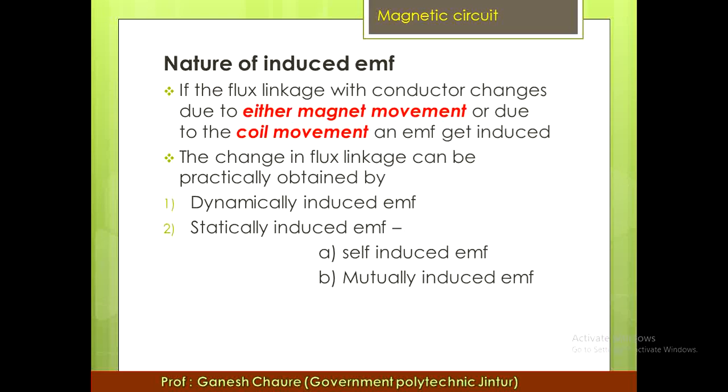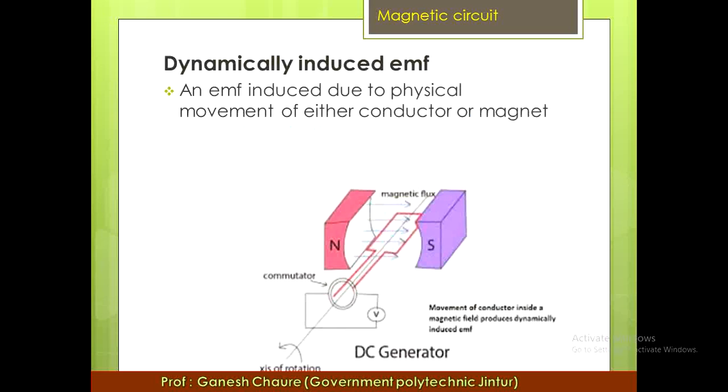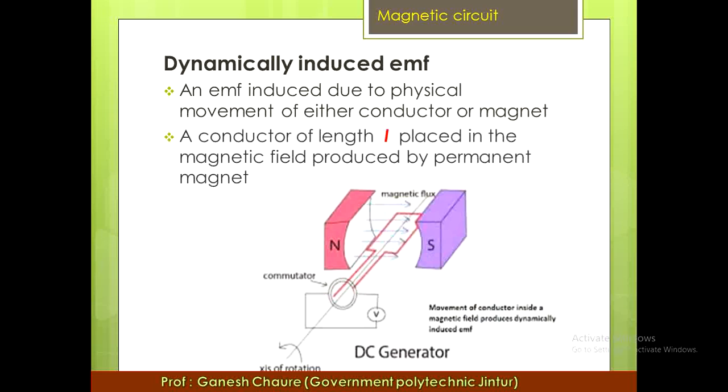First is the dynamically induced EMF. So what is meant by dynamically induced EMF? An EMF induced due to a physical movement of either a conductor or a magnet. So in the case of dynamically induced EMF, there is an actual physical movement of a coil or conductor. So how is it obtained?